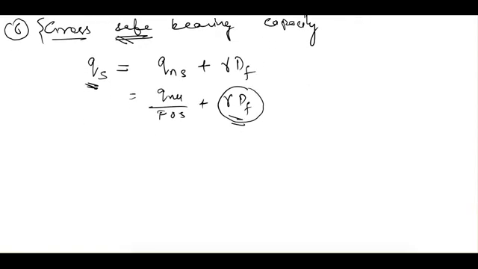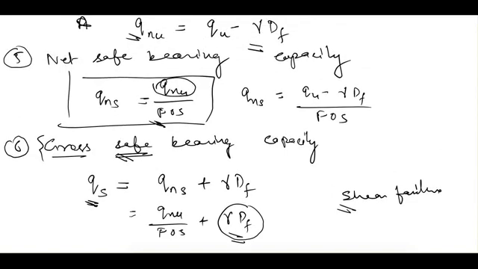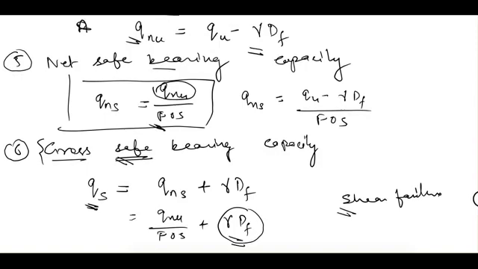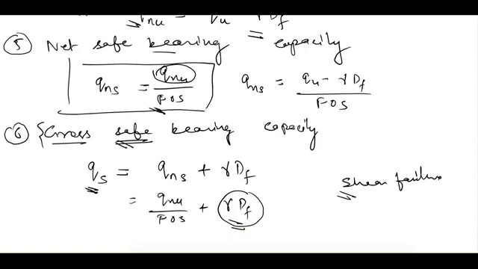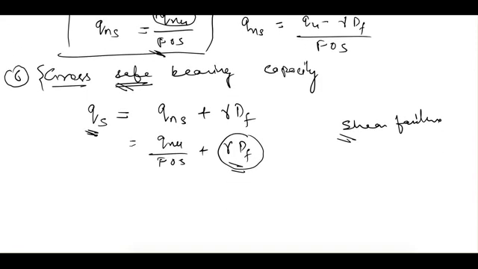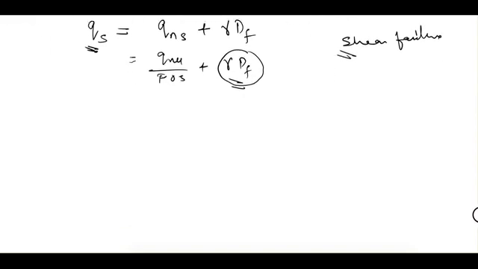So all these terms we discussed till now are related to shear failure. This gross safe bearing capacity is the maximum gross intensity of loading that the soil can transfer safely before failing in shear. Similarly, net safe bearing capacity is the maximum safe capacity that the soil can take before failing in shear. So all are related with shear.